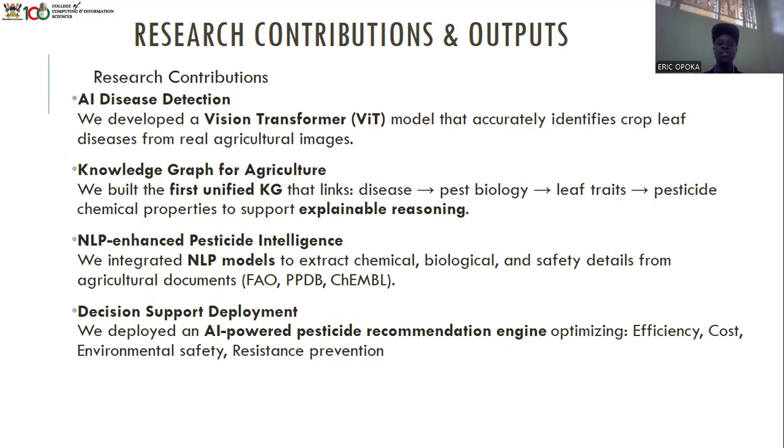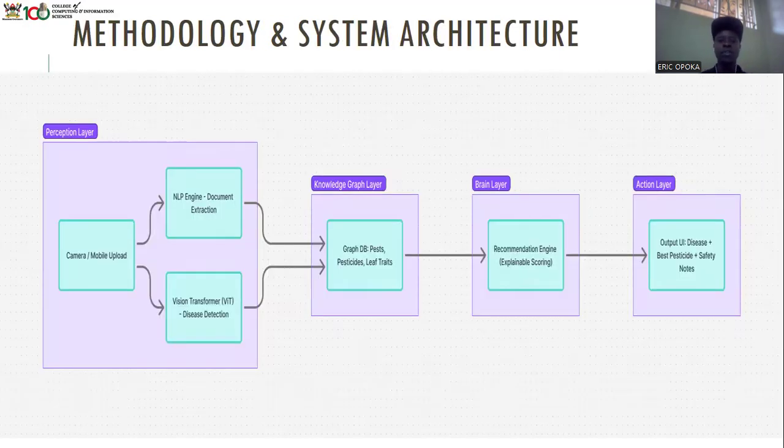Next we have decision support deployment. We shall deploy the AI, which works with what we call high precision, based on the reasoning we have given it from the different data we have trained it on, right from the vision transformer to the natural knowledge graph of agriculture. Moving on, we have the methodology and system architecture.